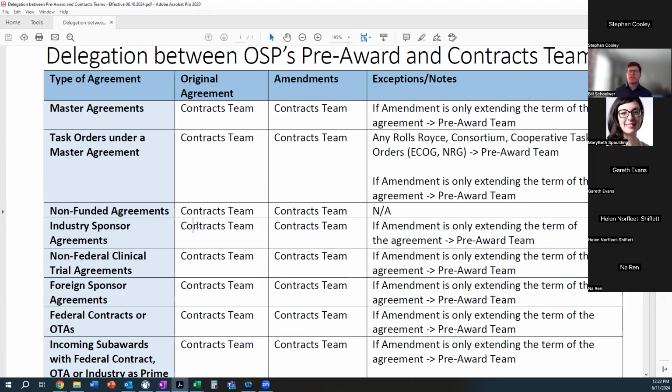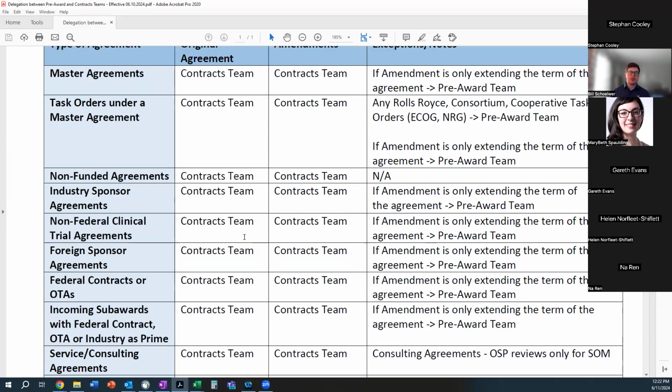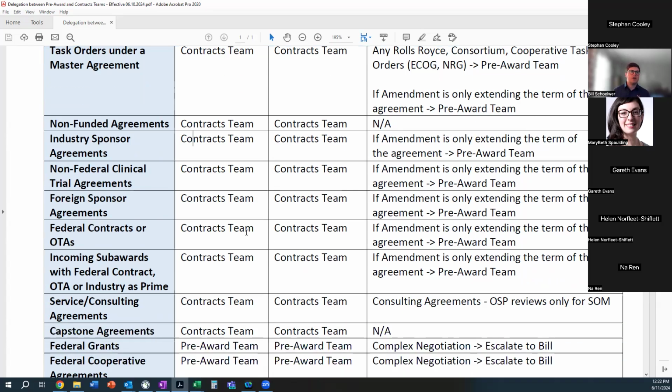I think we don't need to dig through each and every category, but by and large, anything that is industry funded or industry flow through is generally going to go to the contracts team. In most situations, if it is grant or cooperative agreement funded, so for example, if we have an incoming subaward from another institution that's based off of a grant or cooperative agreement, that's going to go to the pre-award team. Foundation and state funding generally goes to the pre-award team, whereas federal contracts or OTAs goes to the contracts team.